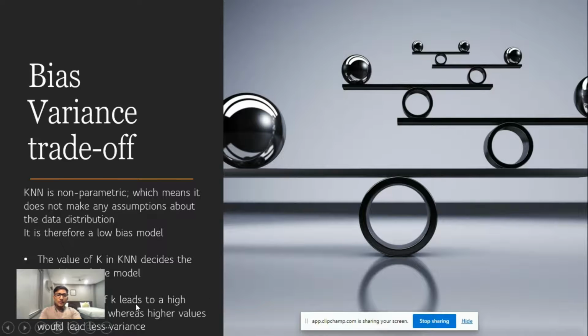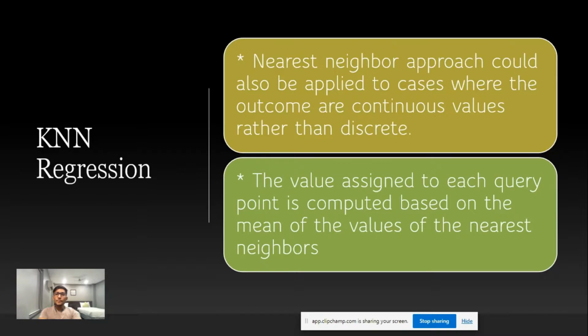So a lower value of k leads to a high variance model, whereas higher values lead to a lower variance model. It is non-parametric, which means it does not make any assumptions about the data distribution. Therefore, it is a low bias model. This is very important to understand. We talked about bias and variance. Now we'll talk about which algorithms, in a basic sense, are high variance or low variance, or low bias.